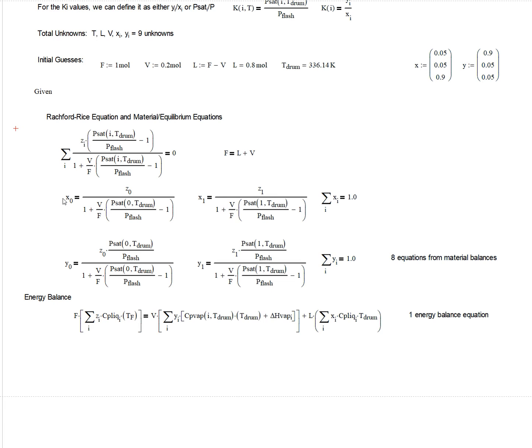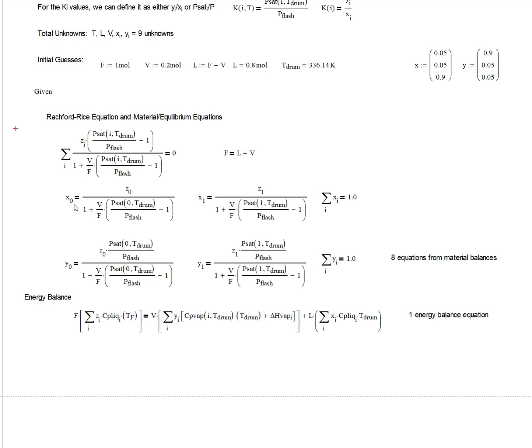Remember, the Rachford-Rice equation is our combination of material balance and equilibrium relationships. We're using this because it converges very nicely and is pretty stable. This is our overall material balance, and this is our species material balances.